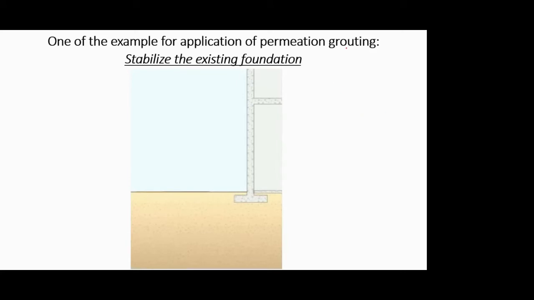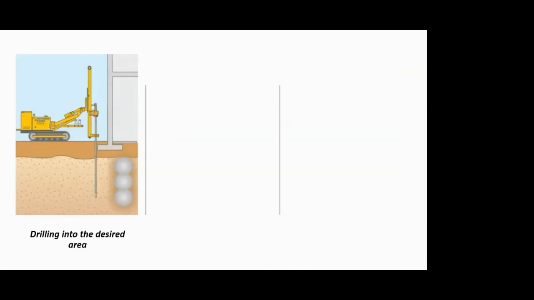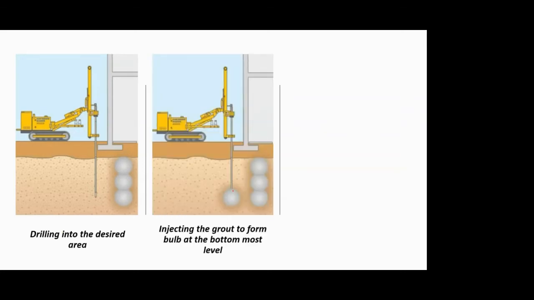And another example for this, it's not permeation grouting. The example for compaction grouting is to stabilize an existing foundation. Now suppose this is the foundation that you have and you have to stabilize it. You are not sure, or you will be having some excavation here, suppose, and you have to stabilize this foundation. So what you'll do, same as I told you, is drilling into the desired area as the first step. Then once you reach the desired depth, you go on to injecting the grout.